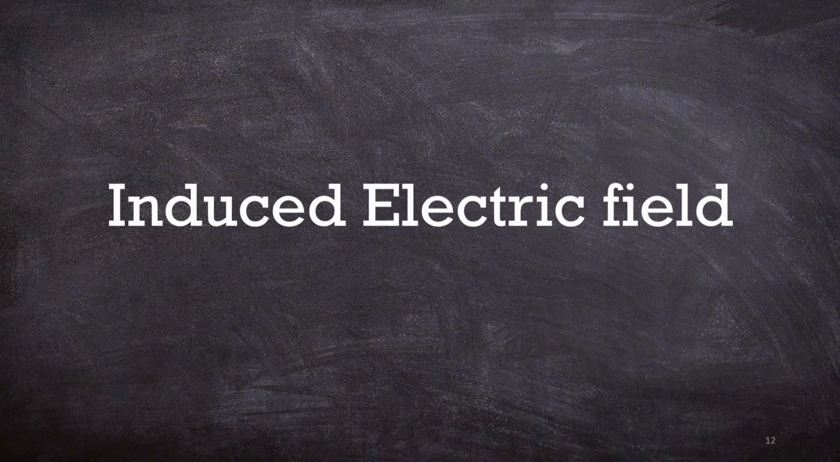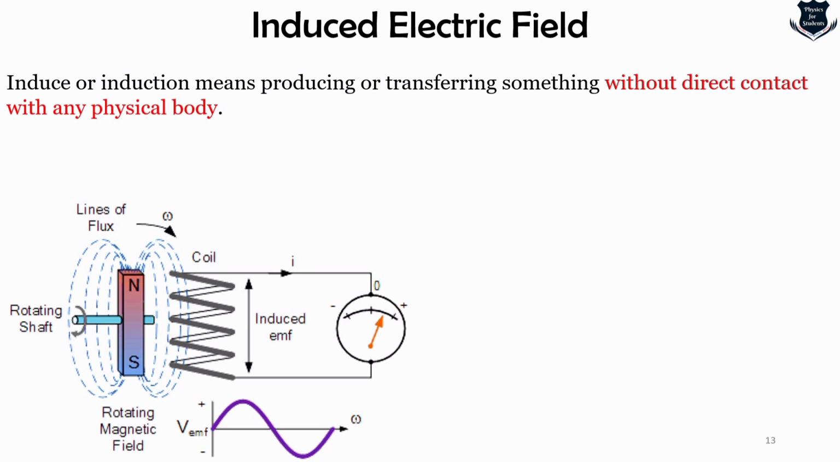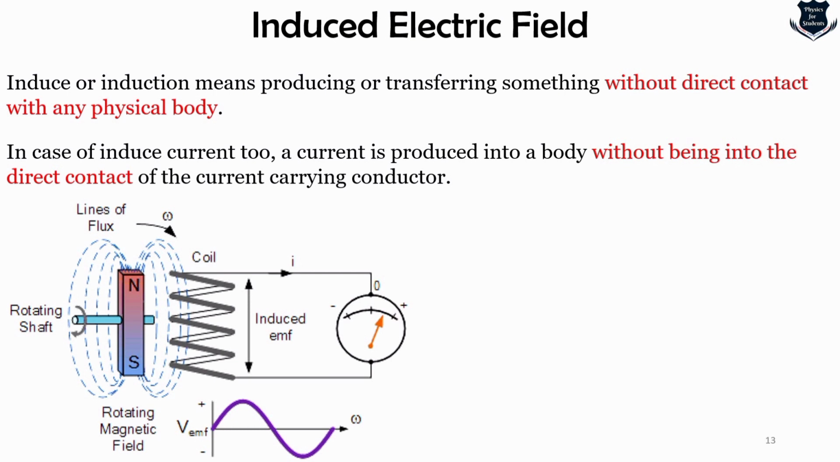Okay, we are talking a lot about induced electric field, so let us find out quickly what an induced electric field is. Induction means producing or transferring something without direct contact, without any physical body. So this is the meaning of induced. You can see here the lines of flux in this figure. This is the north and south pole, and I have a rotating shaft. So in the case of induced current, a current is produced in your body without direct contact with the current-carrying conductor.